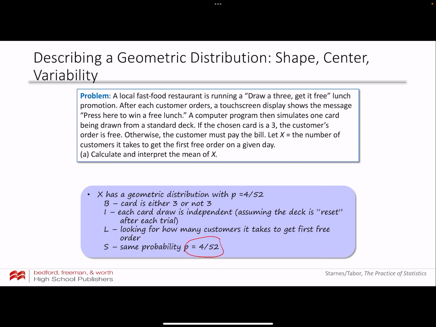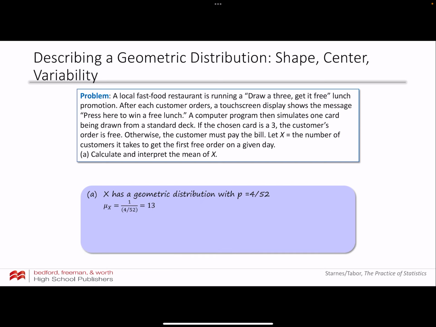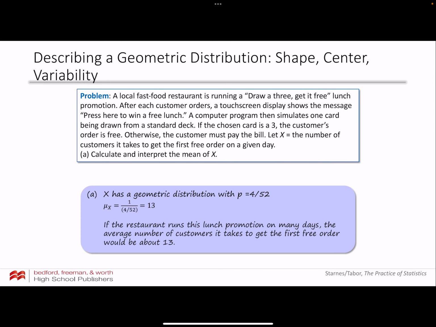So X is geometric with p equal to 4 out of 52. Now that we know that it's geometric, we can use our formulas, right? If X is geometric, the mean or the expected value of X is 1 over p. So 1 over 4/52, which is 13. Interpretation: if the restaurant runs this promotion on many, many, many days, the average number of customers it takes to get the first free order would be about 13. And hopefully that should kind of make sense to you.